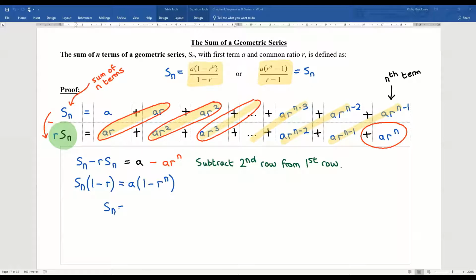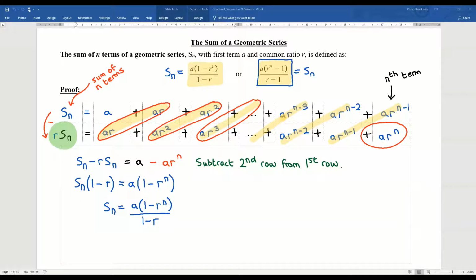So the sum of n terms, here it is: A multiplied by 1 subtract R to the N, over 1 subtract R. Just for completeness, if you did it the other way around, if you did the second row subtract the first row, you can do this as an exercise if you like. You'll get the second formula here. They're both the same. It's just a sign change in the numerator and in the denominator, so it makes no difference. Now that concludes that.